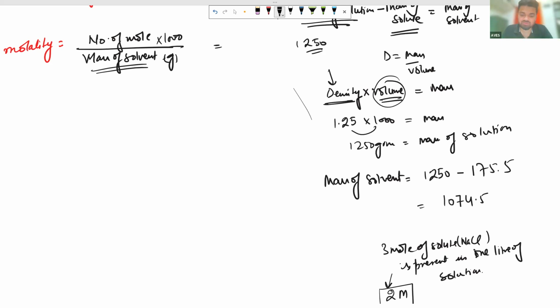Now we have to find the molality of the solution. So how will you find out the molality? Number of moles. We have got the number of moles, and we have got the solution mass in grams. So we have to convert it back to kgs because molality is moles per kg. So either we are just multiplying by 1000 here, for that one.